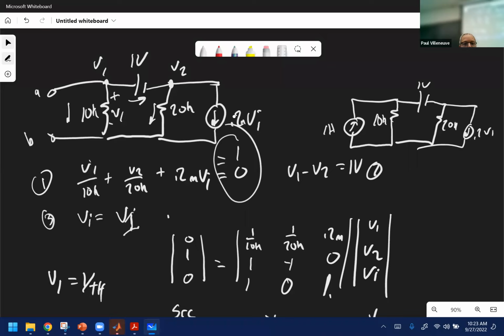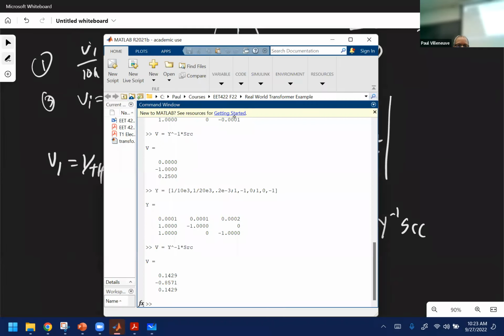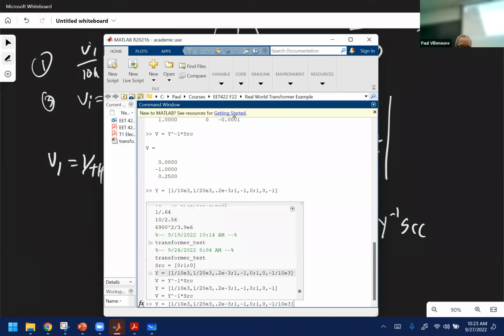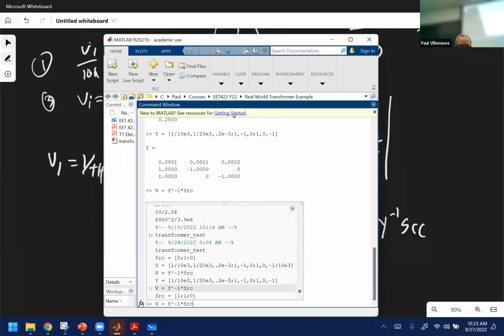So when I do that, what changes? This top row now becomes a 1. So to redo this, all I need to do is go back here, change this to a 1, and rerun my equation.